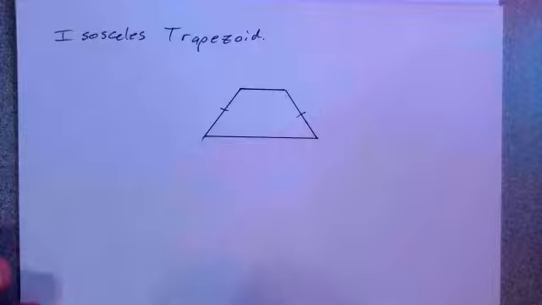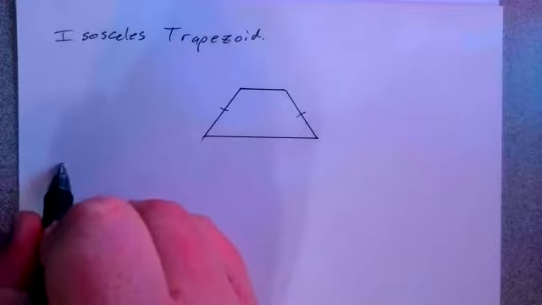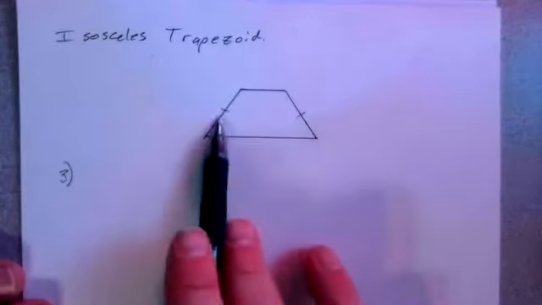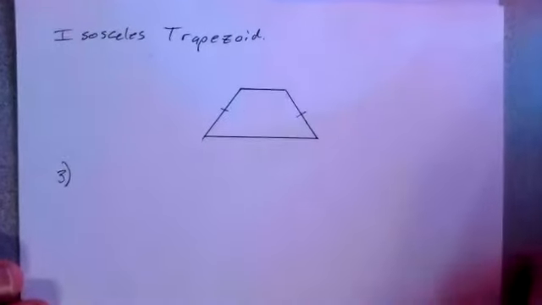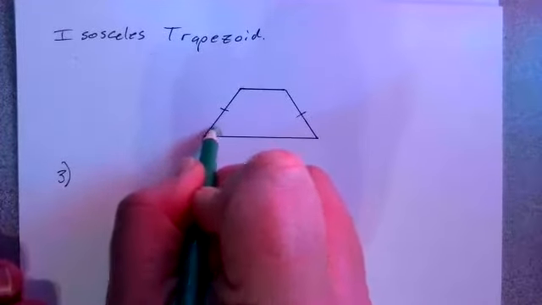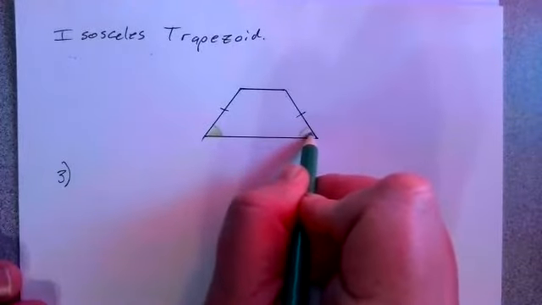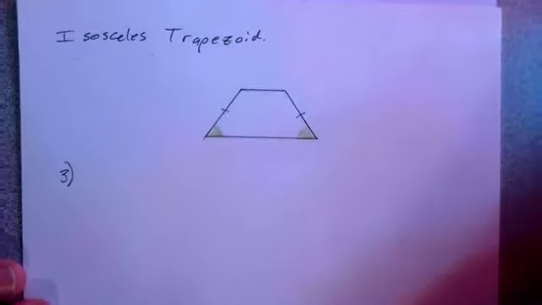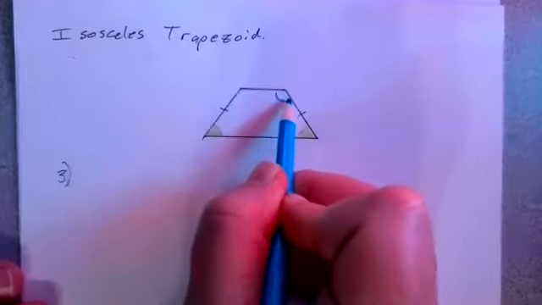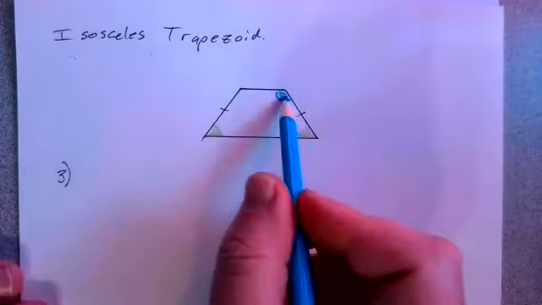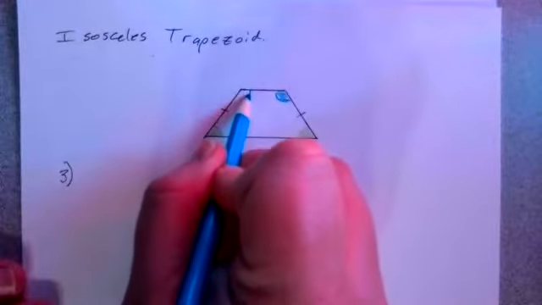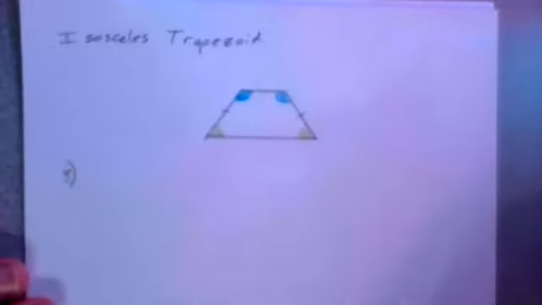First thing we're going to take a look at. So our third property of trapezoids has to do with isosceles trapezoids. So if the two side lengths are equal, then that means that the base angles are going to be equal. And we already know that the same side interior angles are going to be supplementary, but our base angles are going to be congruent. That is a really special property.